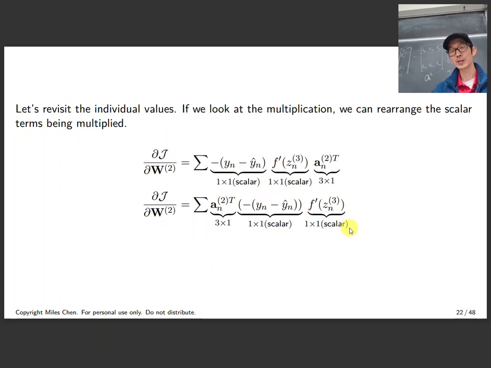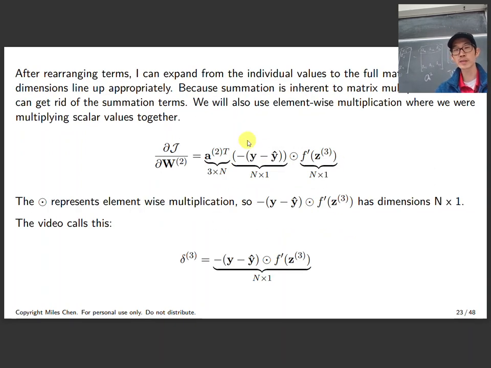And so now if I drop the n terms, and again expand this into a matrix, that 3 by 1 becomes 3 by n, and the y value, this one scalar value here, becomes a column n by 1. And now in this matrix multiplication, those dimensions line up.